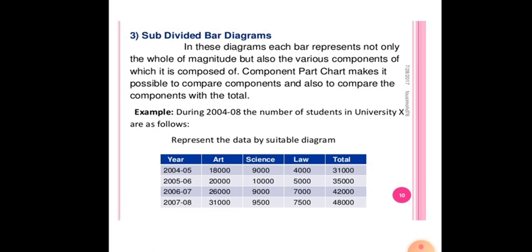So these are the three factors, or three variables, or three characteristics. Now see, in this one bar it's showing the art students as well as the science students as well as the law students. We can show this in a subdivided bar or component bar diagram.